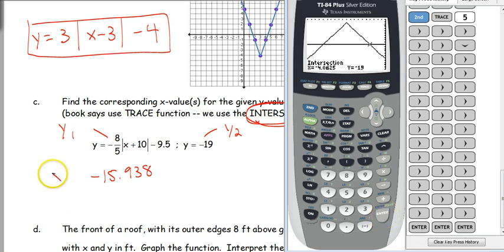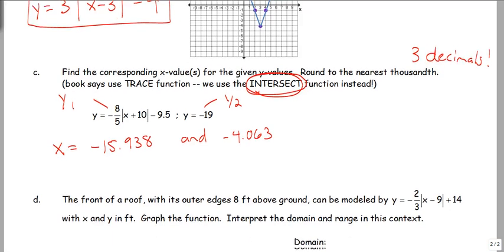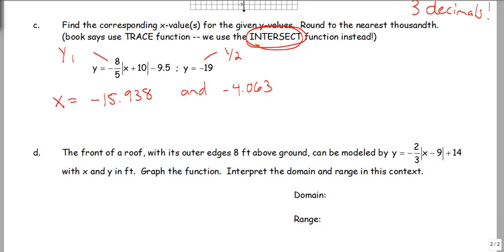So x equals negative 15.938, and it equals negative 4.063. That's how you use your calculator to find intersection points. We will do that a lot this year. So, we'll keep practicing that.